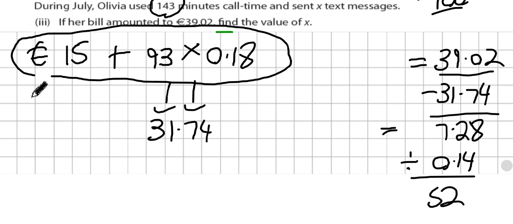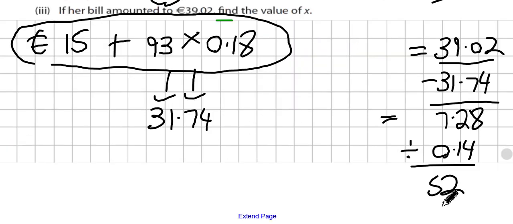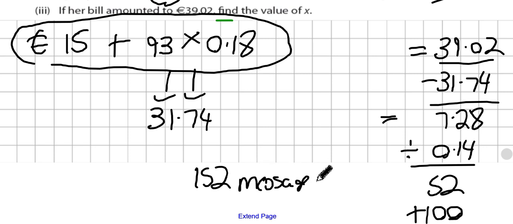Do we not get free messages as well? Yeah, 100 free messages. So add on 100. 152 messages. Is that okay? So the X value is 152 messages.